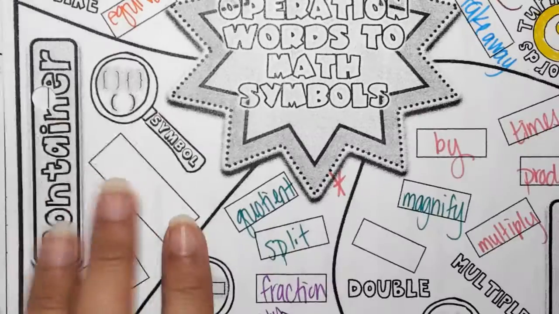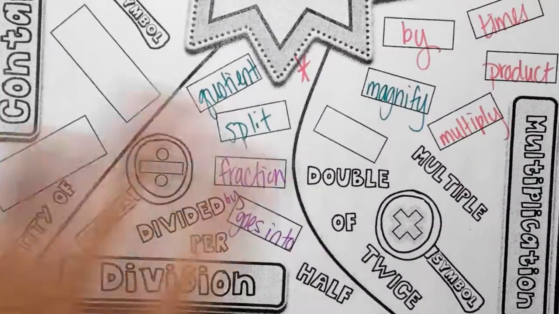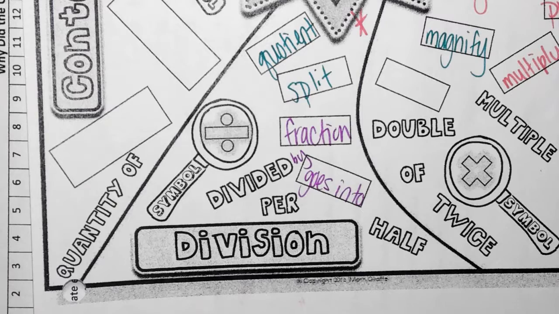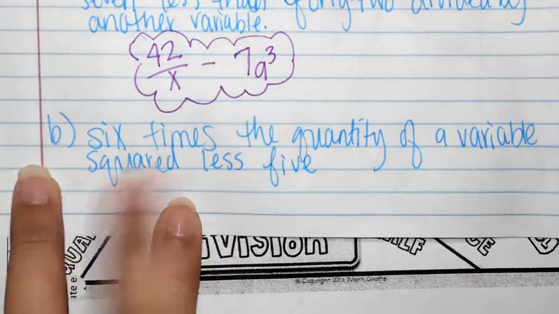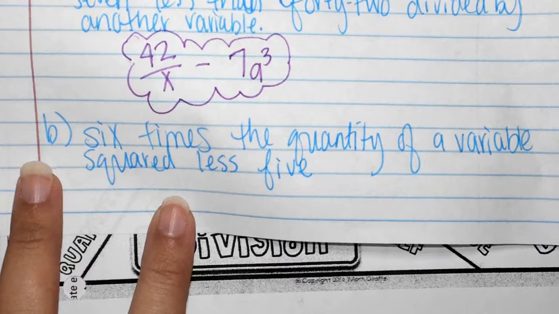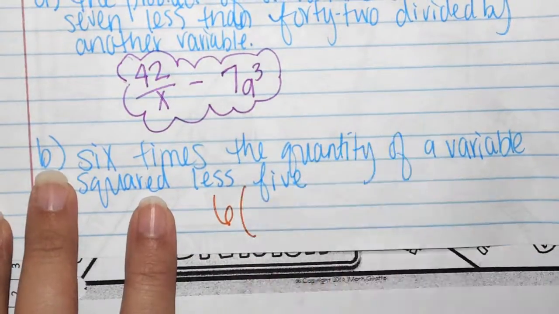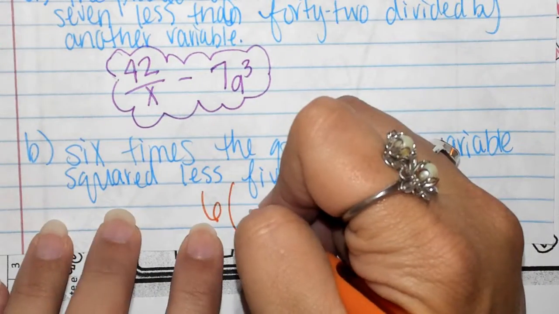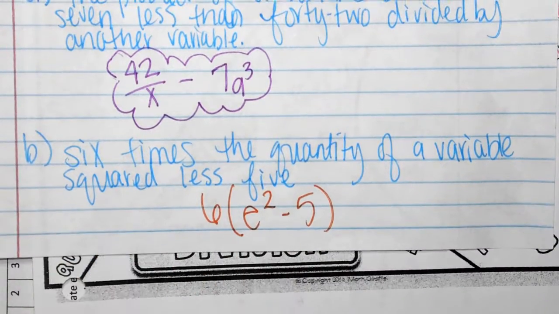The containers. The containers are parentheses. Okay? Quantity of, we'll come up with more because I usually just use quantity of, and I don't know really how else we would say that. Maybe we'll come up with some together. But quantity of is containers. So it says 6 times the quantity of. So what would we write first? 6, okay. And then after that, I'm going to put a parentheses. And what's inside my container? So e squared minus 5. Boom, you're done. That's it.